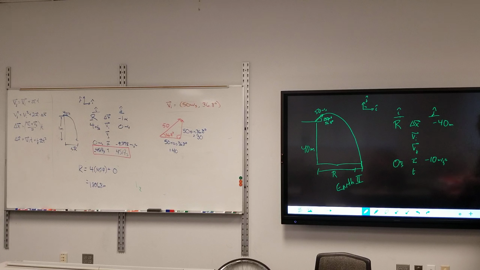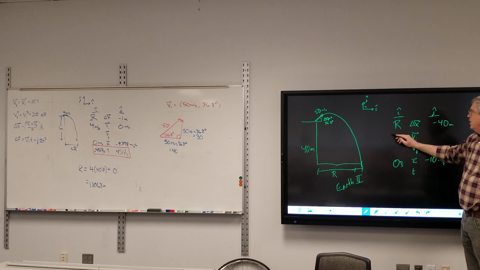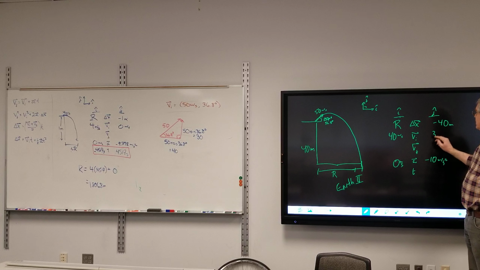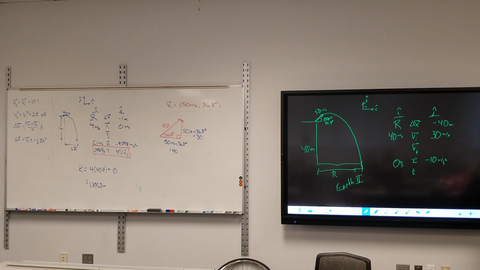Cosine would be i hat, and then sine would be j hat. All right, so this would be 40 meters per second, and this is 30 meters per second. And that's all I can pull out of the problem so far. This is what's given, and I now have to go to the next step.